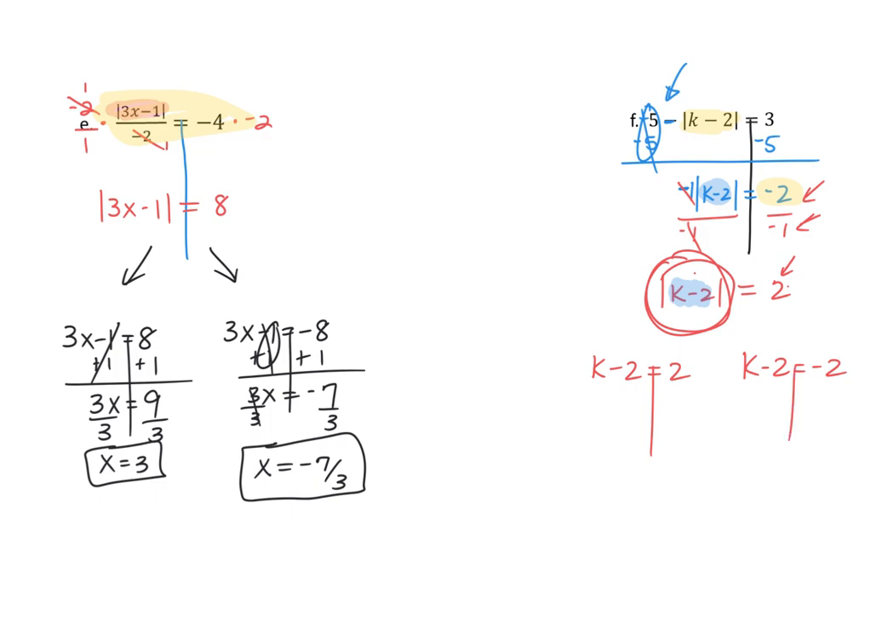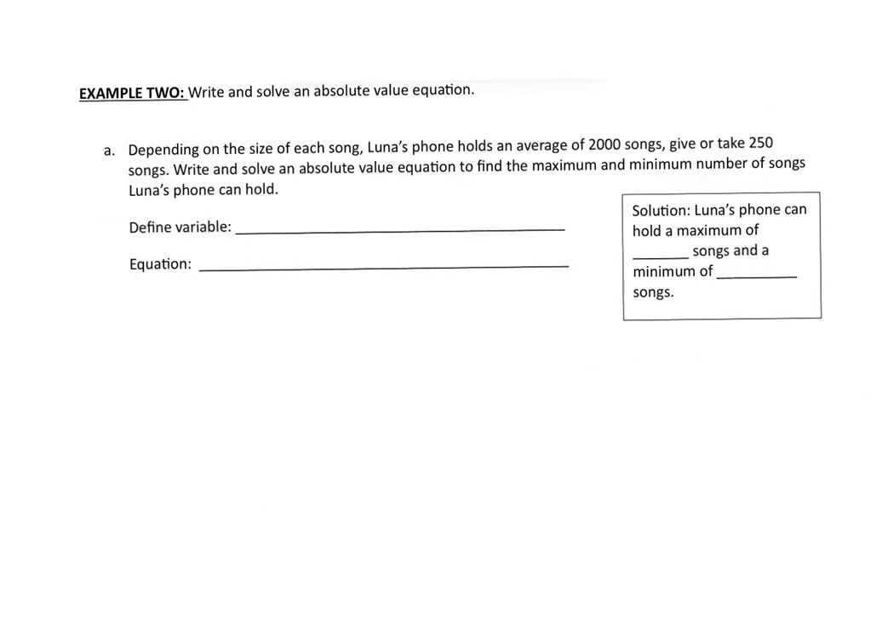Draw my line down and quickly solve those. I'm going to add 2 to both sides. I get k equals 4. Add 2 to both sides. I get k equals 0. And remember, 0 is a number, so you can have 0 for a solution. So those are my 2 solutions. Again, you could plug those in to make sure you're correct. But for time's sake today, we're not going to plug them in.